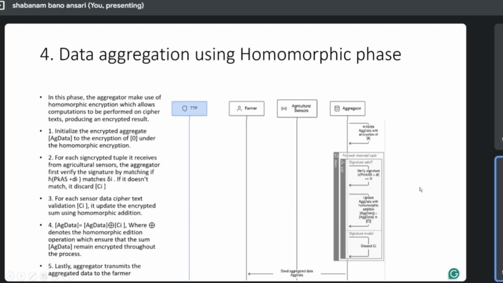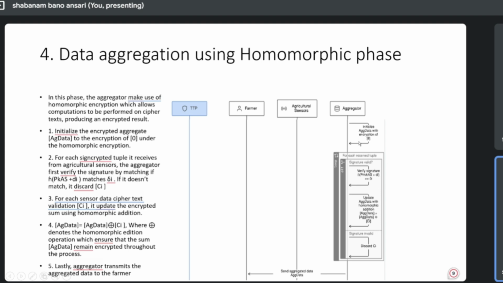Then the aggregator, see, what does the aggregator do? The aggregator initializes the aggregate data with the encryption of 0. I mean it initializes the aggregate data. What does it mean, aggregate with zero? It means the initial value of the aggregate data is 0. Then whatever it receives, it will add, increase. Because there should be some initial value of the aggregate data initially. So it is 0 initially.